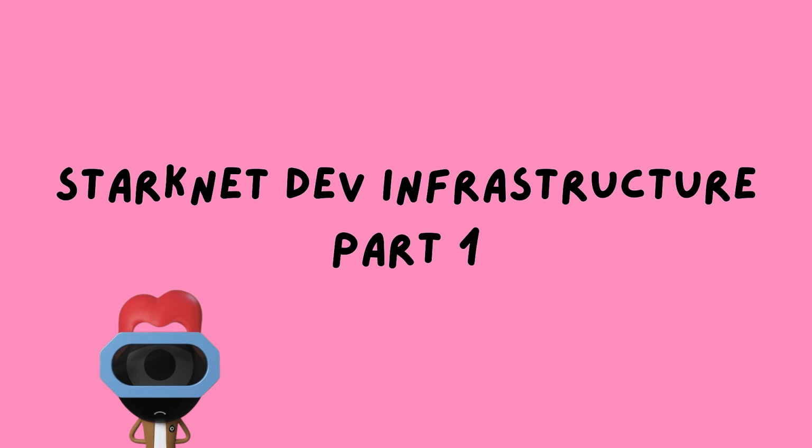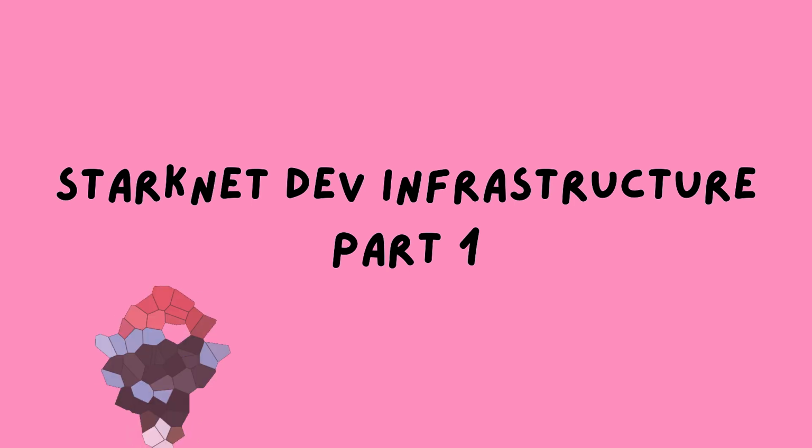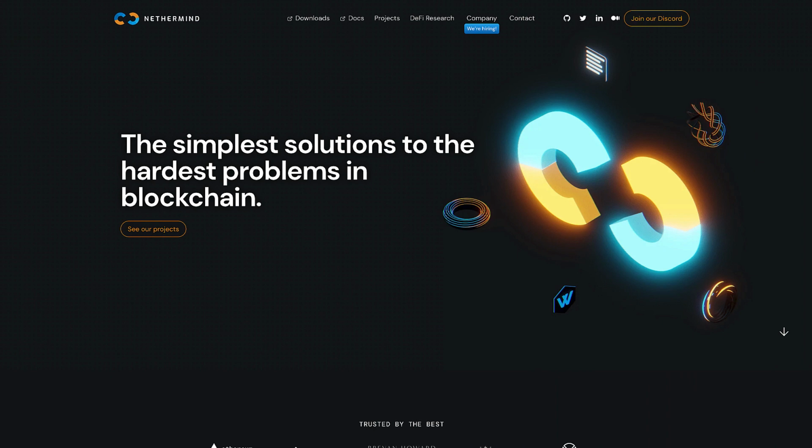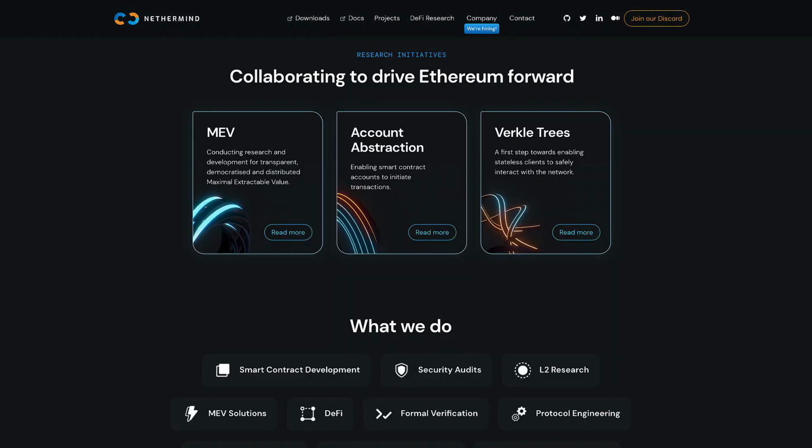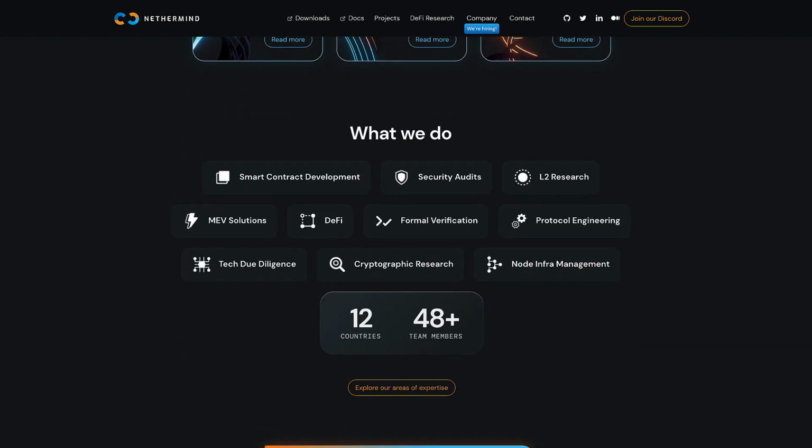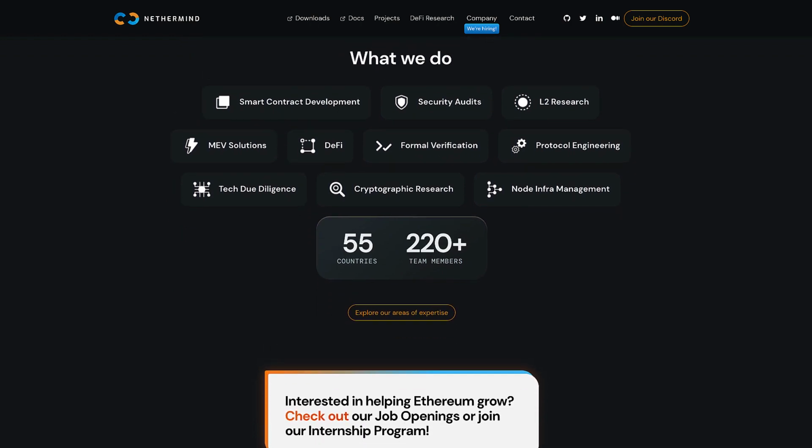We'll start by covering some Web3 engineering companies that are building innovative tools for the Starknet ecosystem, and we would begin by mentioning Nethermind, a research and development company that has been creating blockchain solutions in terms of products for the whole industry, and they've been very active in the scaling field for the past year.